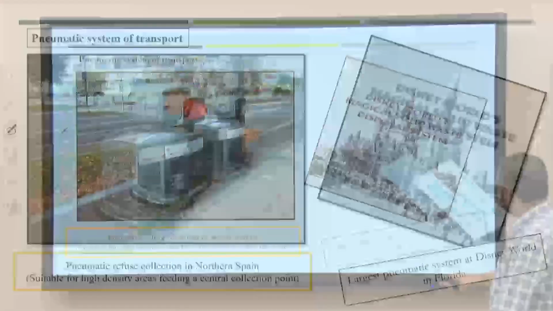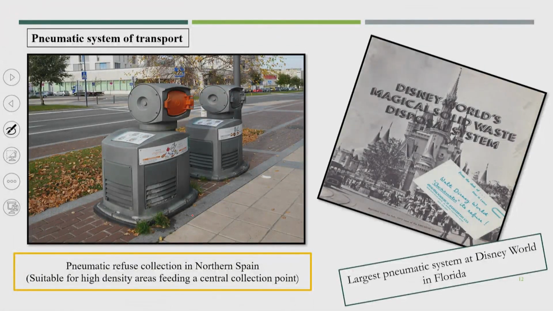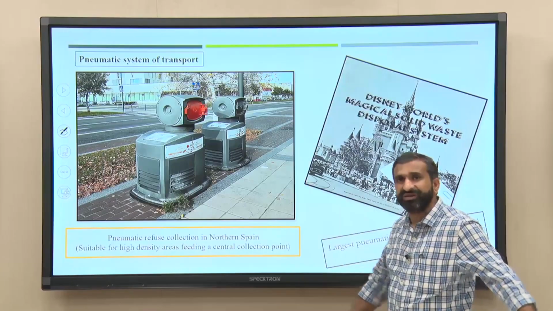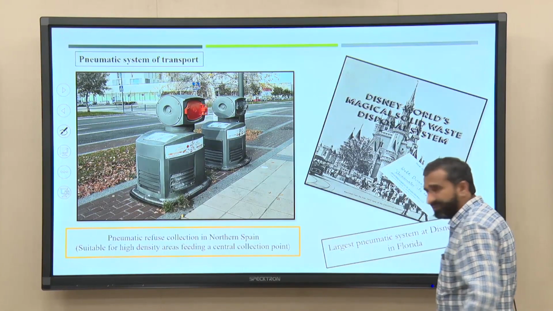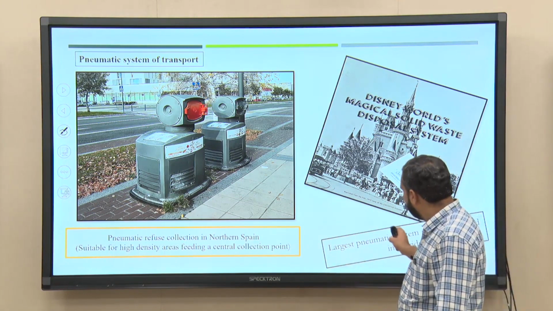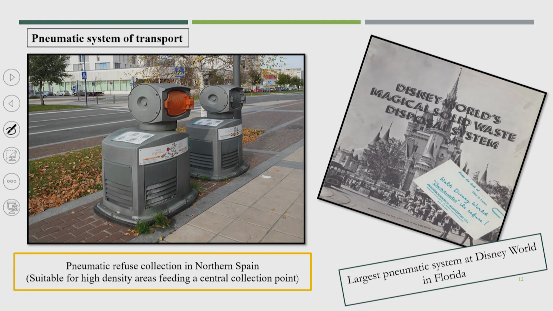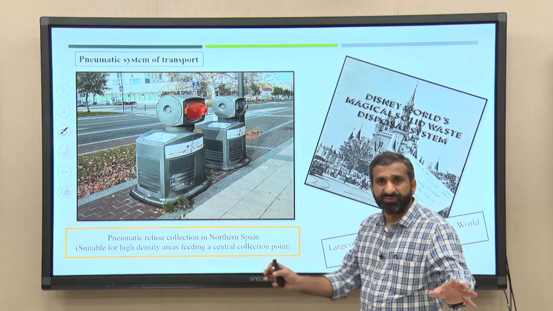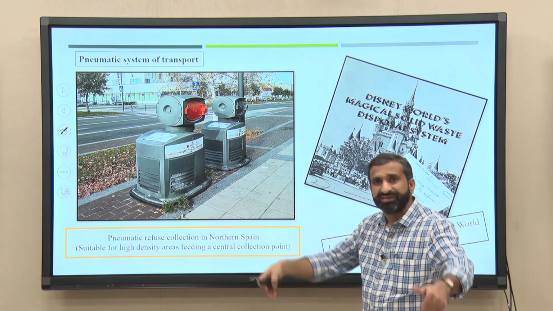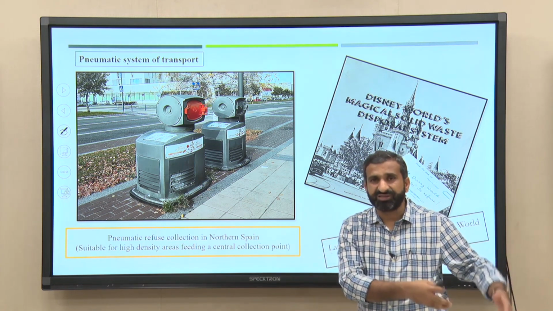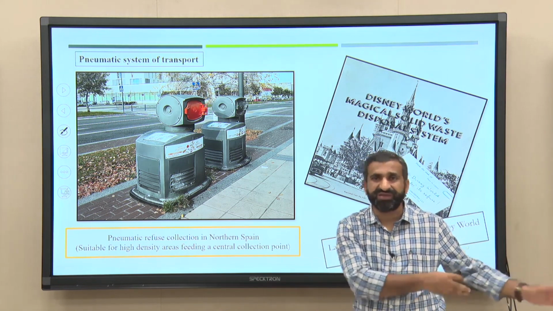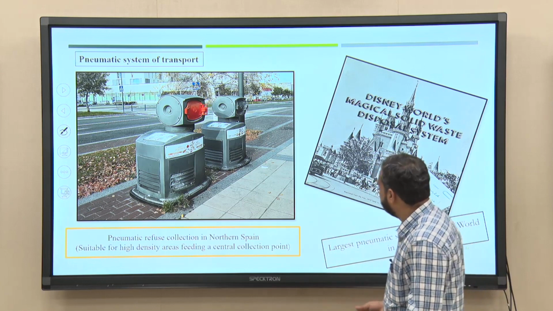Like here, the largest pneumatic system is at Disney World in Florida. If you are visiting Disney World, maybe in Florida or in Hong Kong, you will never see any dustbins available in the entire area. A lot of area is covered by Disney World, but there you can find the pneumatic system. You can dispose the waste into small dustbins, and by the pneumatic system the waste is transported to one particular location, the recycling and disposal facility.